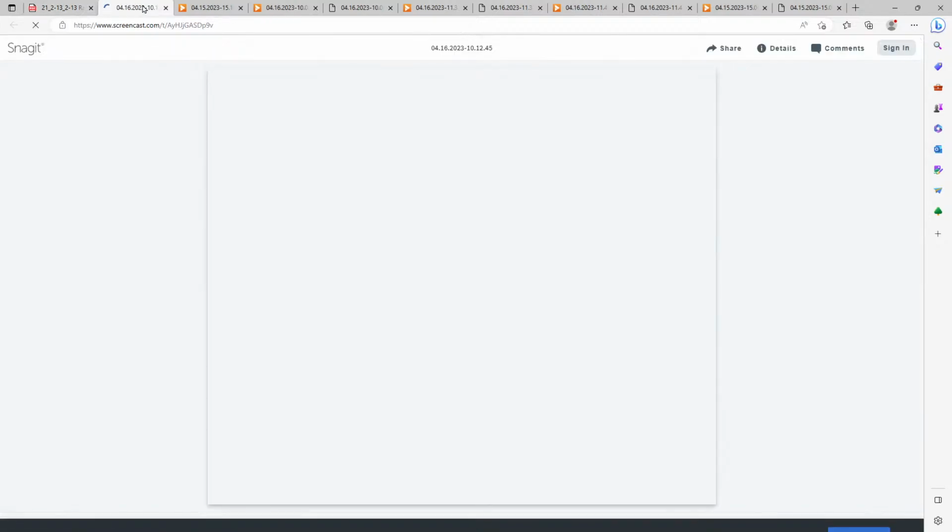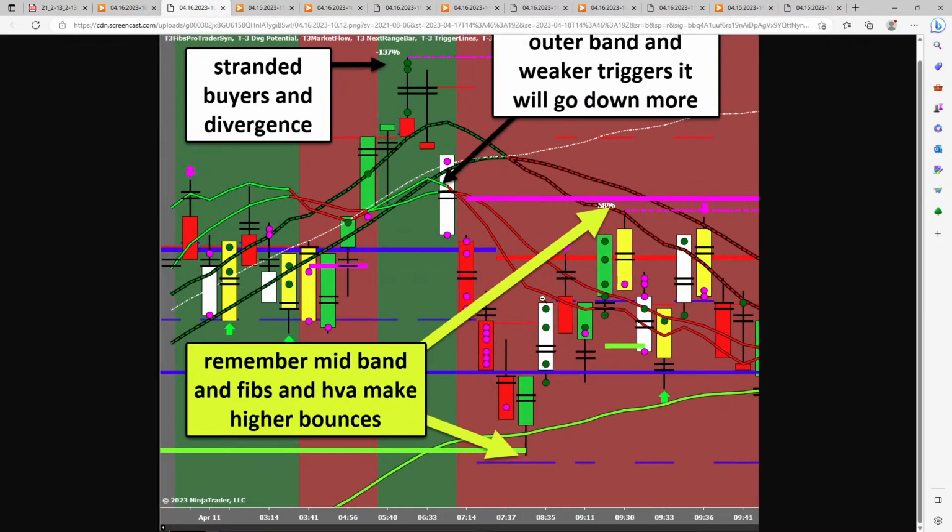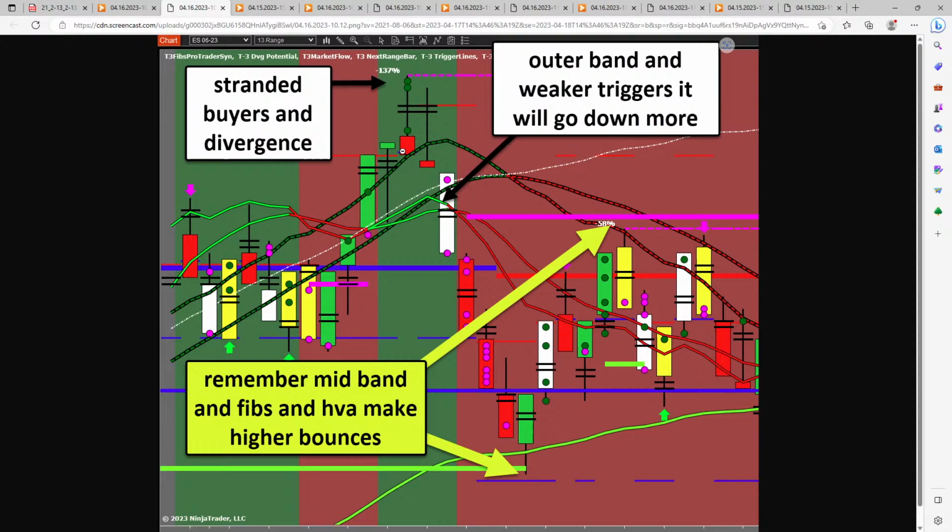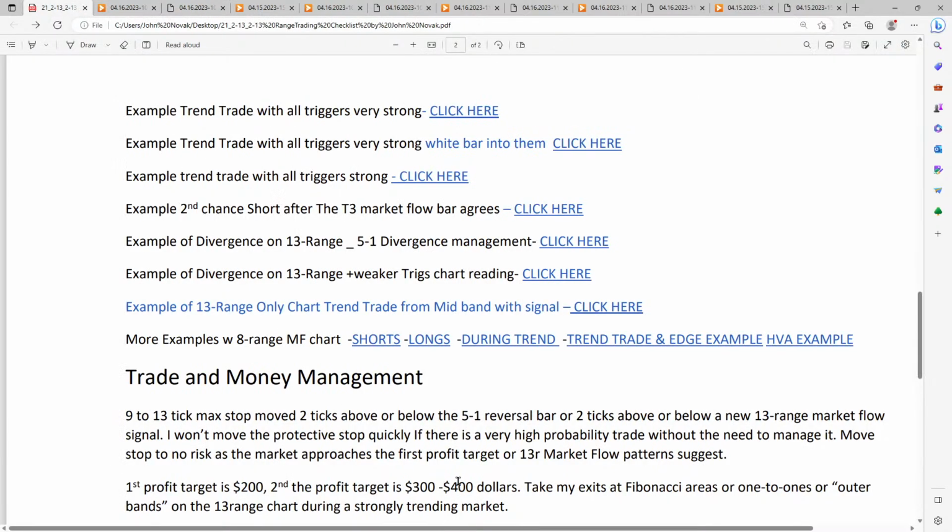there. Again, same thing. Stranded buyers and divergence and an outer band and triggers that aren't very strong. If you did go long for any reason, you'd have to be very, very careful about that. And you guys have seen this pattern, right? High volume area and mid bands usually makes a bigger bounce. Back to the large triggers. It's true on a 13 range chart, just like it is on a 13-2 chart.